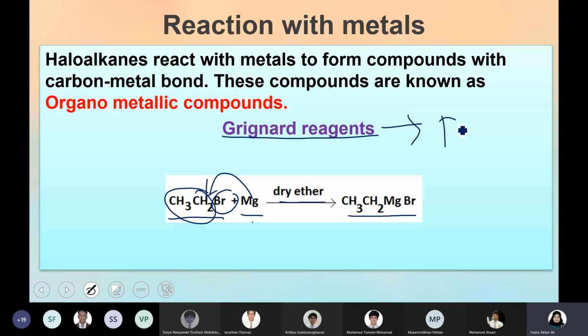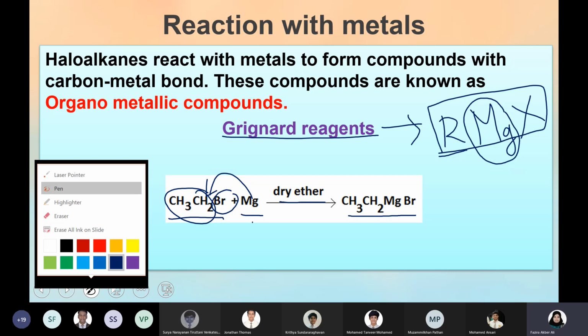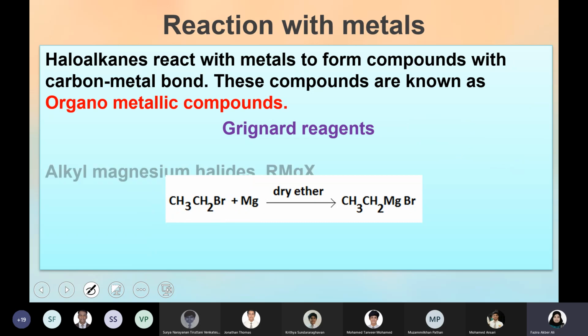So Grignard reagent is RMgX. R is an alkyl part, carbon chain. Magnesium is the metal and X is any halide, chloride or bromide or iodide, whatever. This is the general format of Grignard reagent. In Grignard reagent, we only use magnesium as the metal. So Grignard reagent is one example of organometallic compound where the metal used is magnesium. In organometallic compounds generally the metal can be anything, but in one category, that is Grignard reagent, the metal we prefer is magnesium.